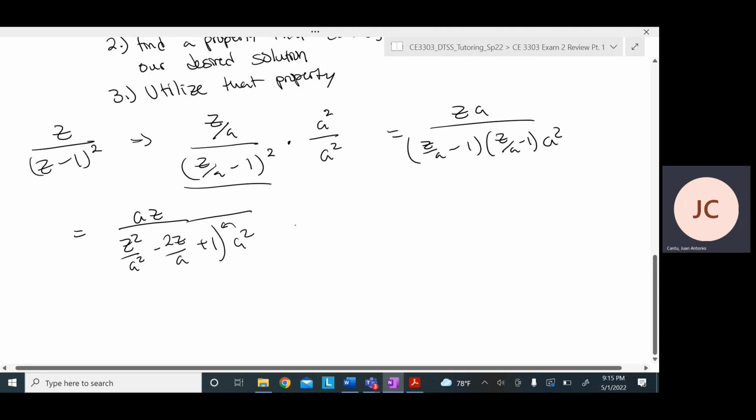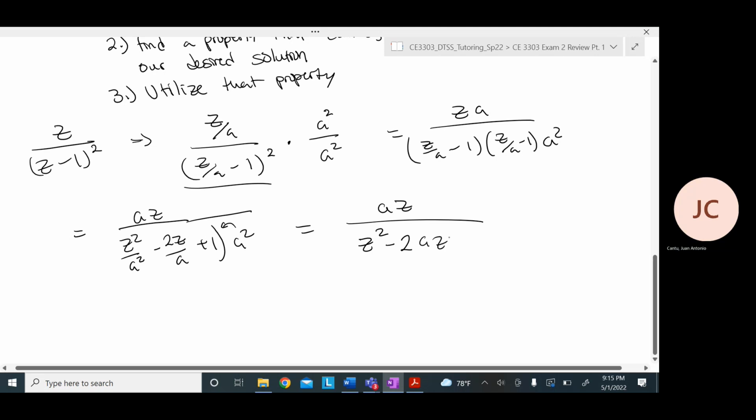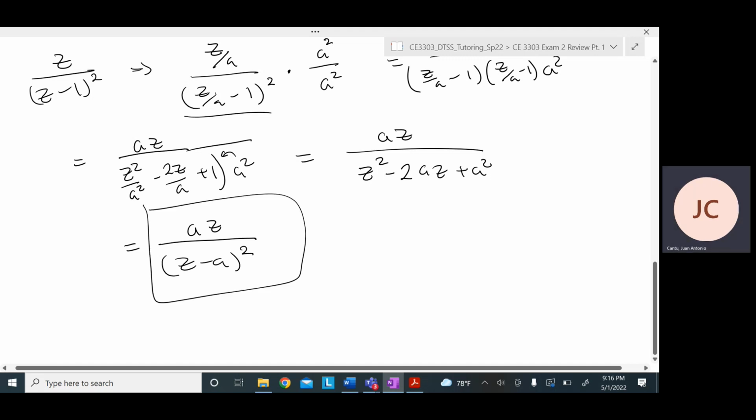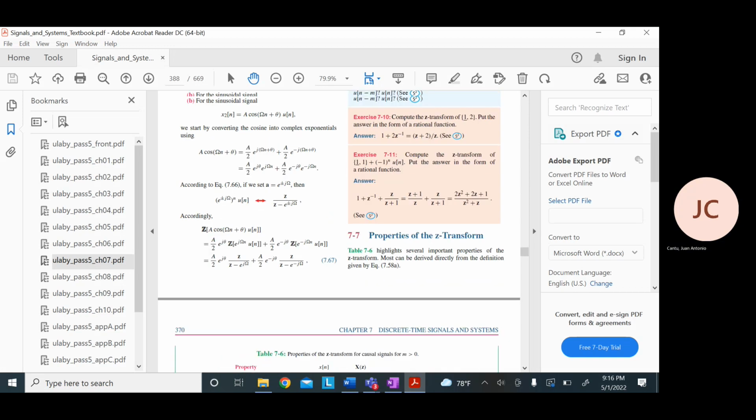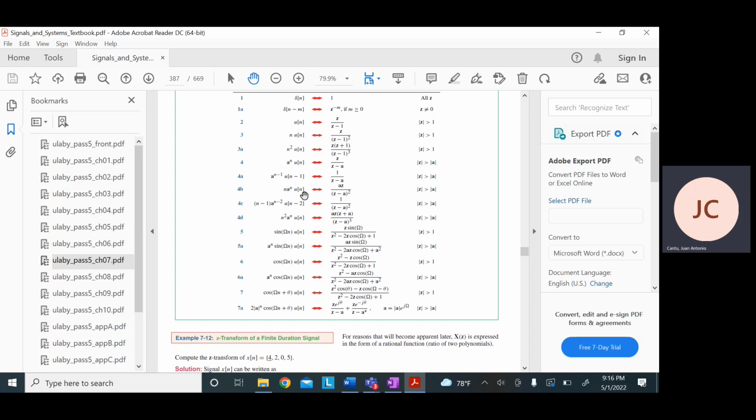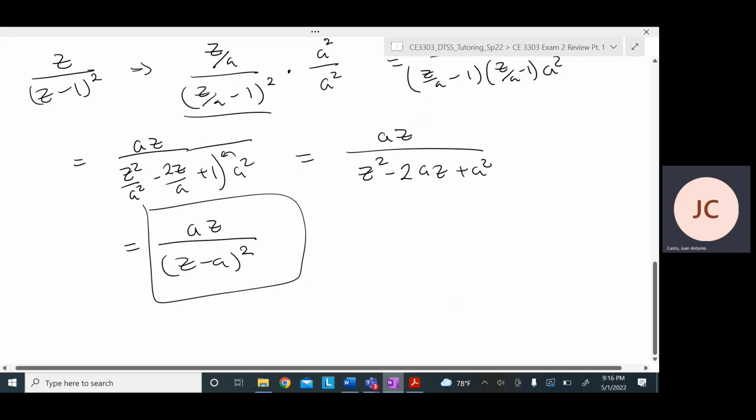So if I distribute that a squared through, I should get az over z squared minus 2az plus a squared. And if I simplify that, I get az over z minus a squared. There's my answer. And we can double check with the transform table. That n a to the n u of n is in fact az over z minus a squared. Okay.